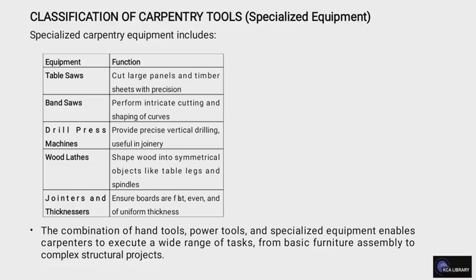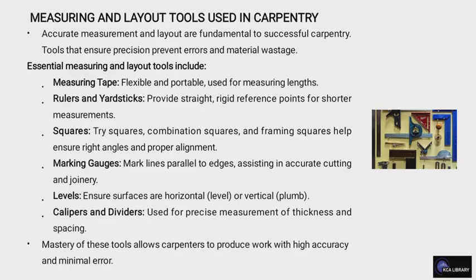The combination of these three categories of tools and equipment we've talked about enables carpenters to execute a wide range of tasks, from basic furniture assembling to complex structural projects.